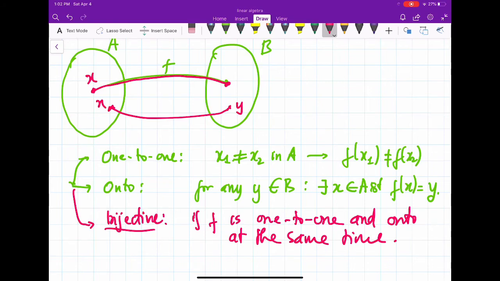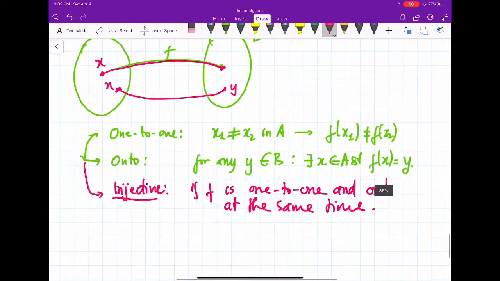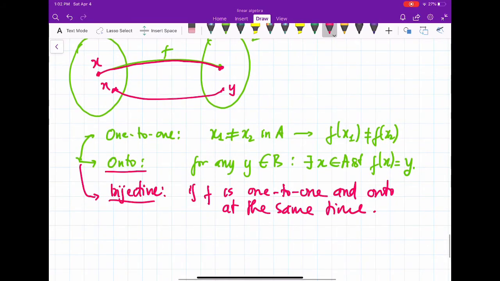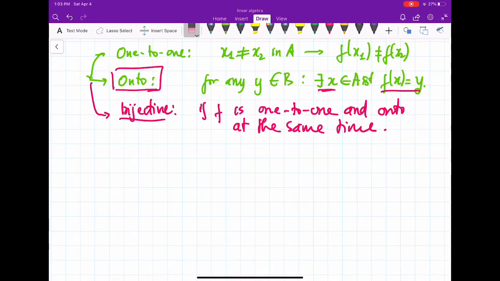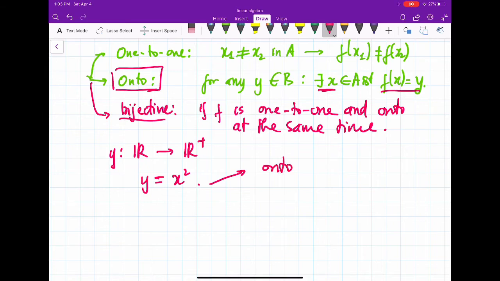Okay? The second property is onto. They say there exists x such that f(x) equals y. But there may exist many x for one y. For example, if you consider the map from R to R plus such that y equals x squared, this is onto.